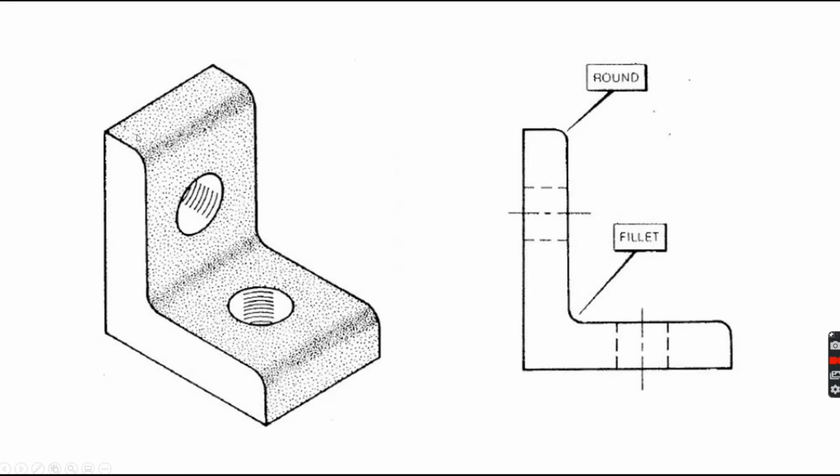Okay, here's an example. Here is a part, a little L bracket. We have a radius right here and a radius here. This is an outside, called a round. This is an inside, called a fillet. In AutoCAD, they're all called fillets.